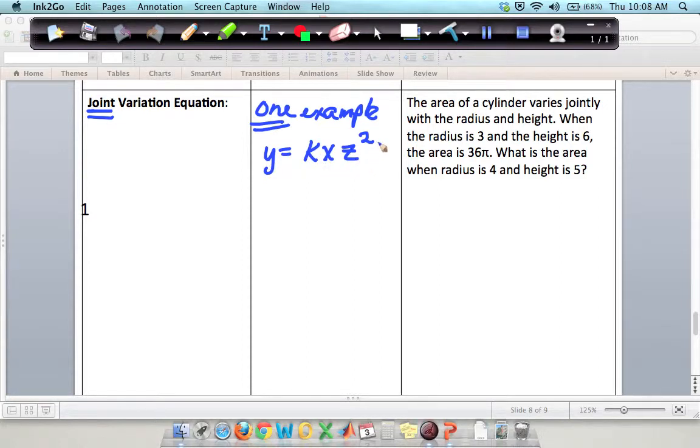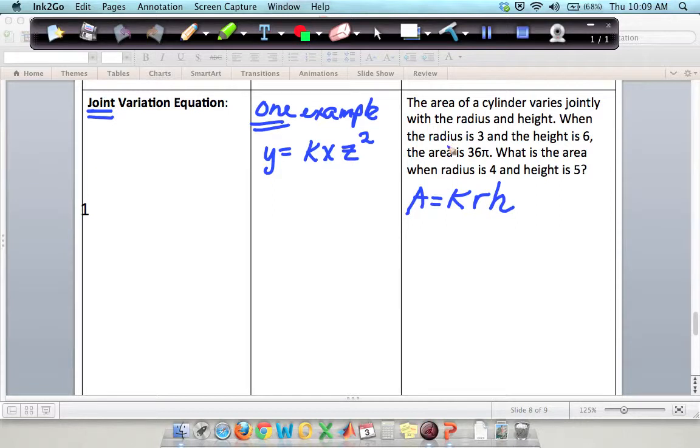So you really need to read the equation or read the words to write out the equation that you might have. So let's look at this example. The area of a cylinder varies jointly. So first I'm going to write area varies jointly, so A equals k, with the radius and the height, so it means it varies with r and h. Okay, so that's step one. I wrote the equation. Now we're going to find k.